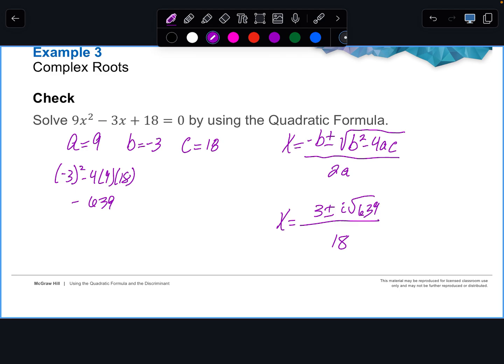Okay, so then I have 3 plus or minus 3i square root 71 divided by 18. And then I can divide everything by 3, right? So 1 plus or minus i square root 71 divided by 6. And there's my answer.